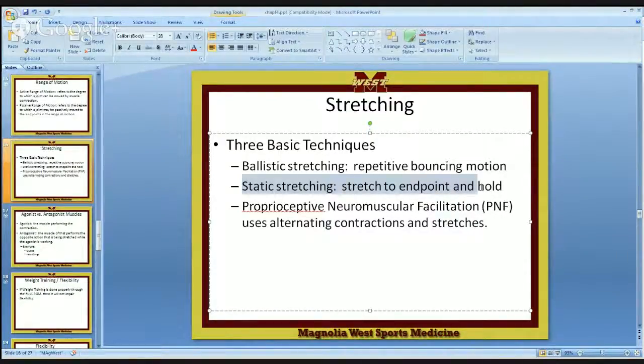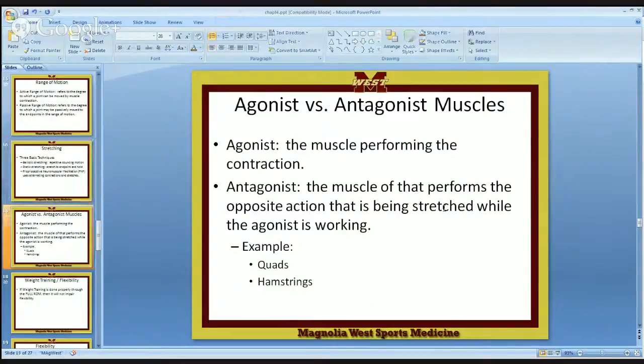Now, 17. You need to know which one is an agonist and which one is an antagonist muscle. The agonist is performing the contraction. The antagonist is the one that is not performing but does the opposite. So here's an example: a quad is an agonist, the hamstring would be the antagonist. Same with your biceps and your triceps. I hope you got that, guys.